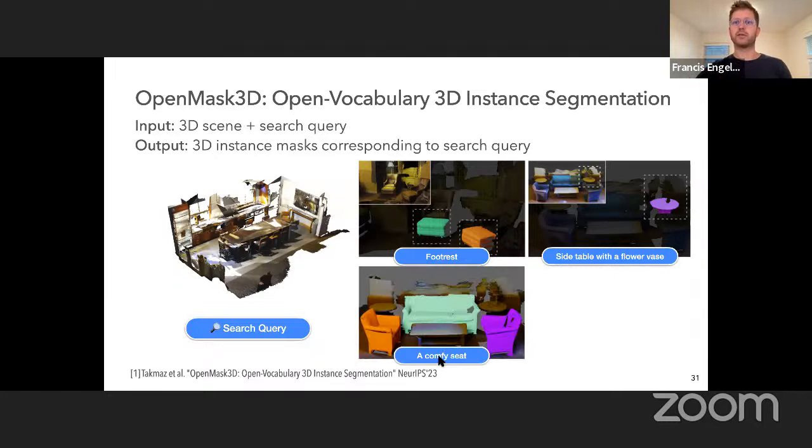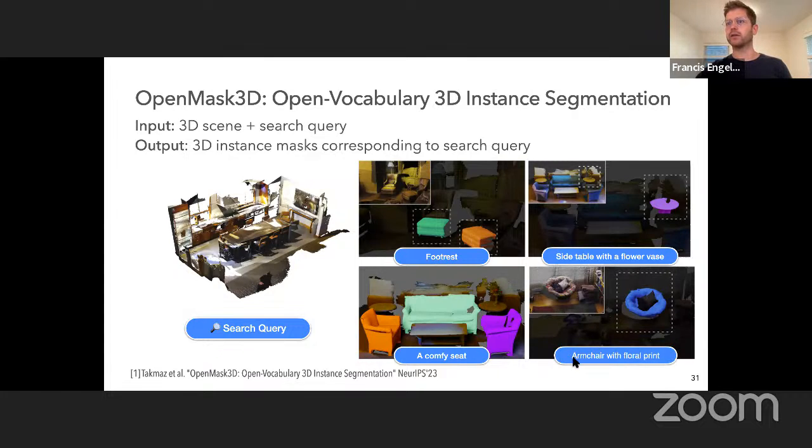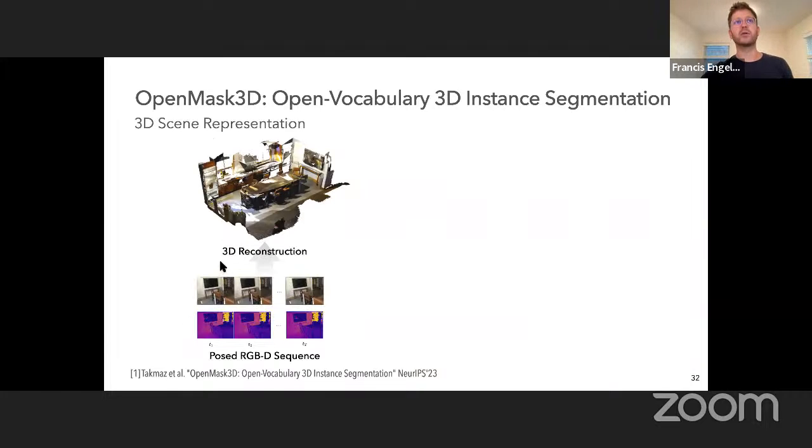Or here, for example, you can ask for a comfy seat, or further here you can have very detailed queries, like, for example, a floral print on this. You actually see the image on top on this particular armchair. And again, this is pretty much how it works during inference, right? So we have a 3D scene representation that we can directly query for arbitrary text queries. Now the key question is, how do you get to this 3D representation that you can query?